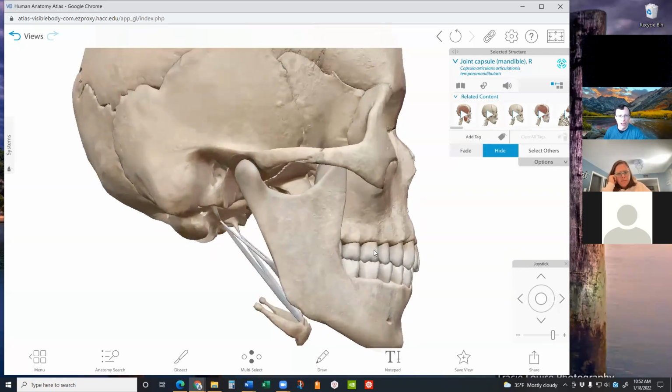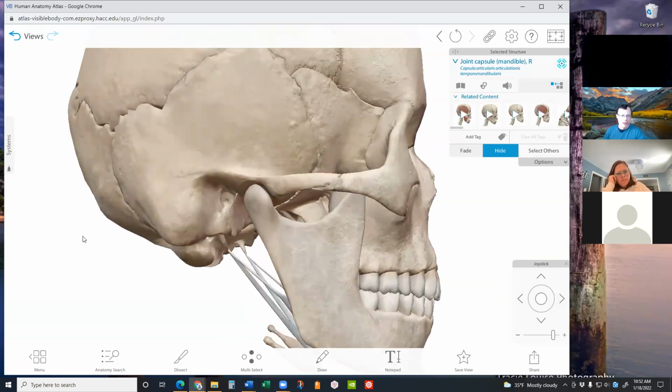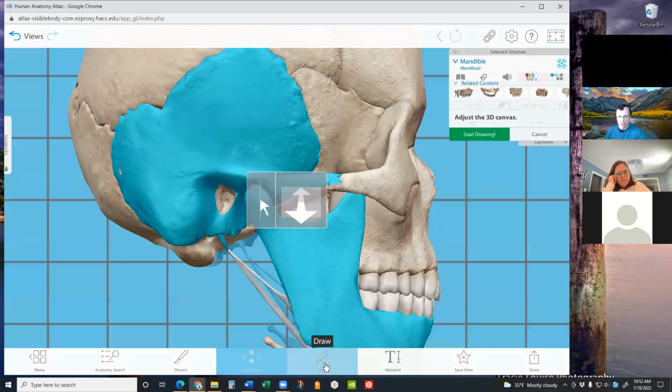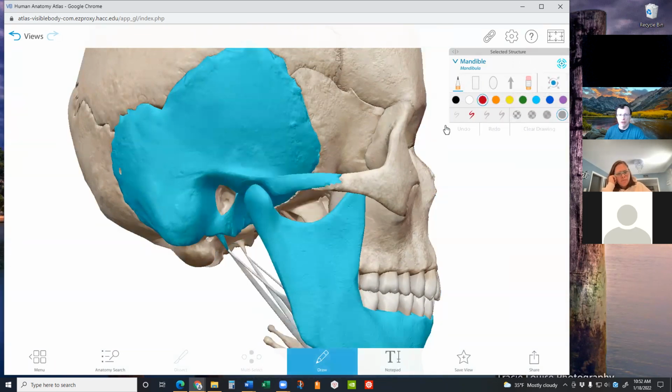Now I can show you the temporomandibular joint. So I have this and this highlighted, the temporal bone and the mandible bone. The joint is where they come together. So right here, okay, right here. This is where they interface.